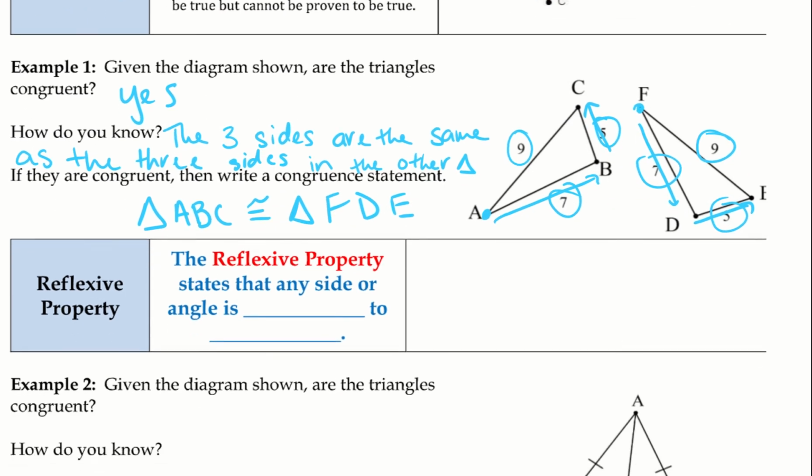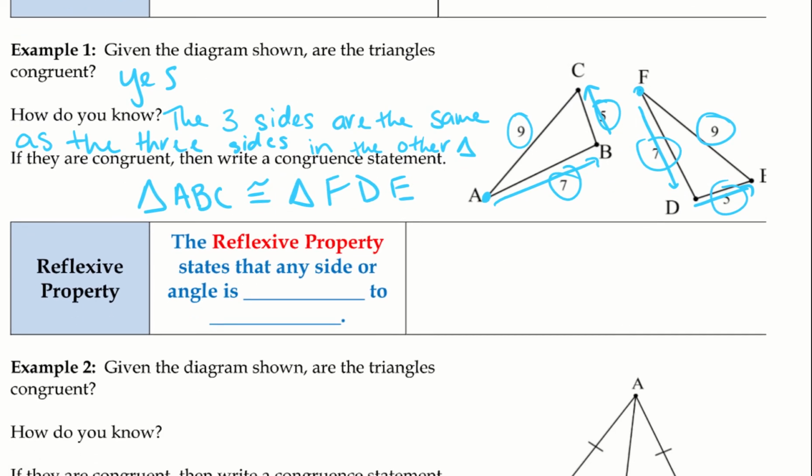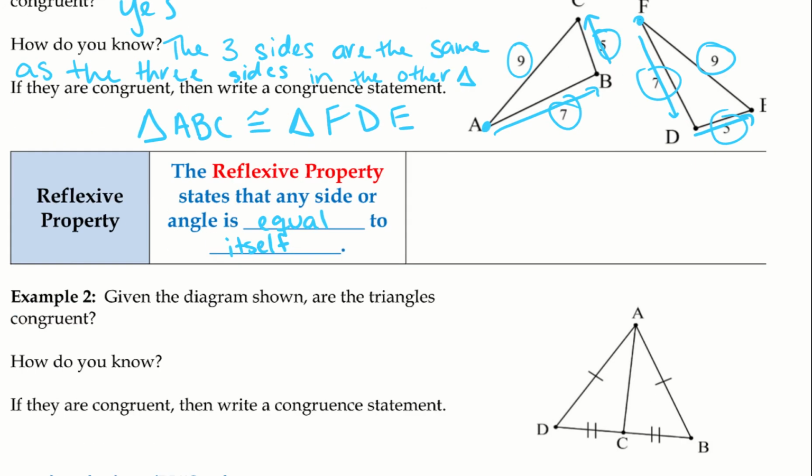Okay, reflexive property. The reflexive property states that any side or angle is equal to itself. That may seem a little bit redundant, but it's very helpful when we're writing our proofs and being able to say, yes, this side is in fact equal to this side. Maybe you're talking about two different triangles that share a side, like here in example 2. Some things we might see is AB is congruent to AB, or angle A is congruent to angle A, whether it's a side or an angle.